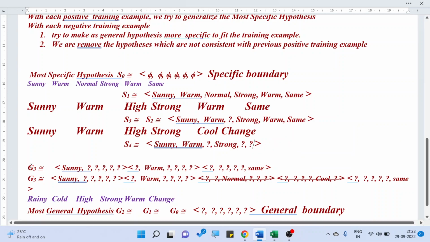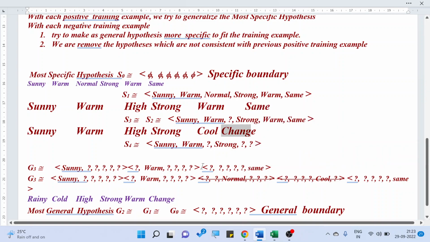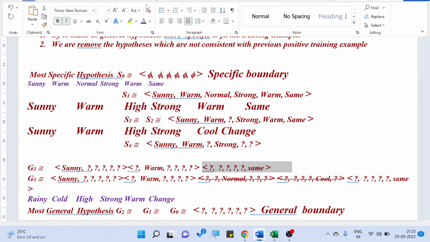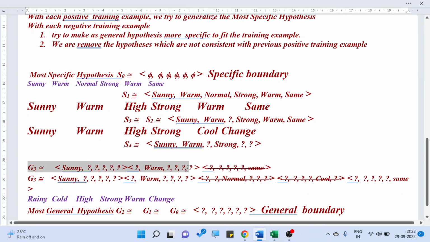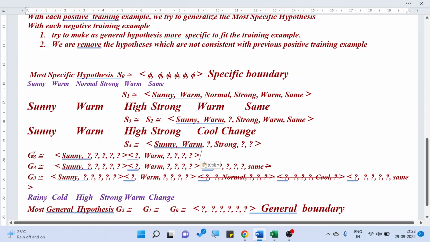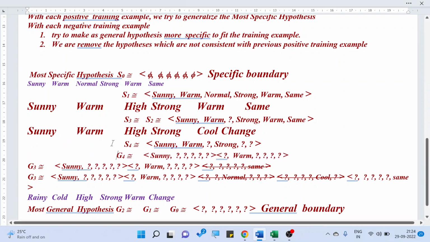Now let us test G3 with example 3. Example 3: sunny, no problem. Warm, no problem. But it is saying same, and here it is saying change. So this has to be removed when we compare it with the fourth example. So now the G4, so this is the answer.